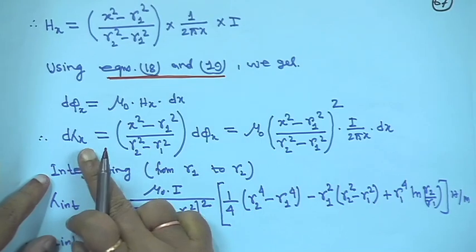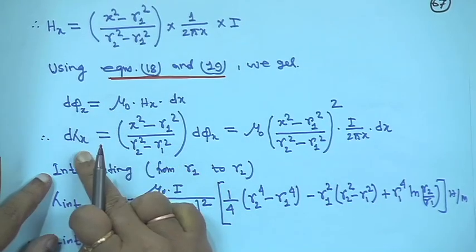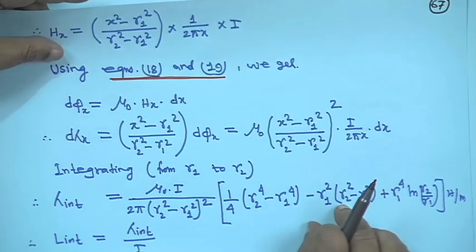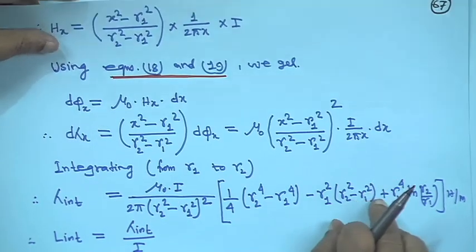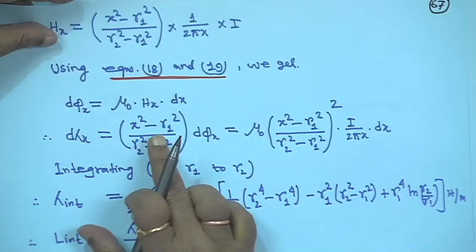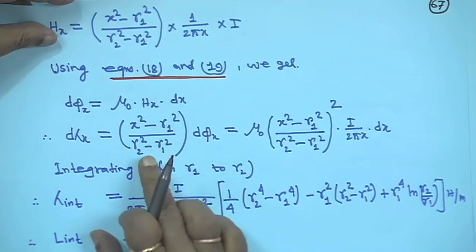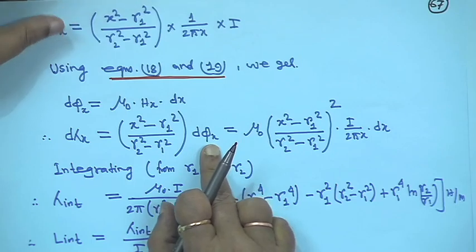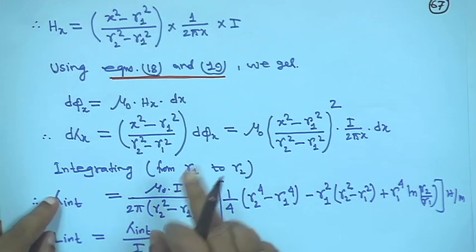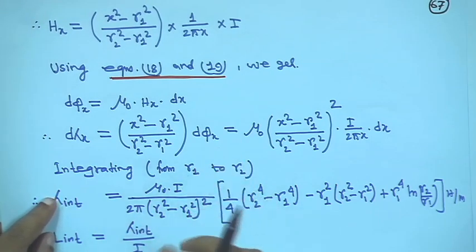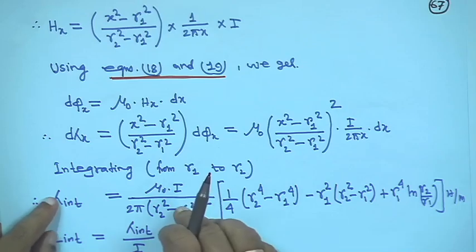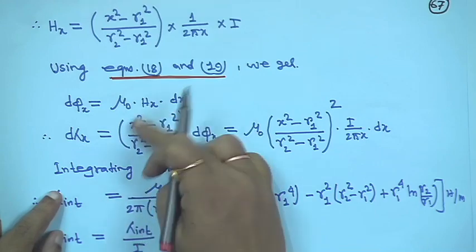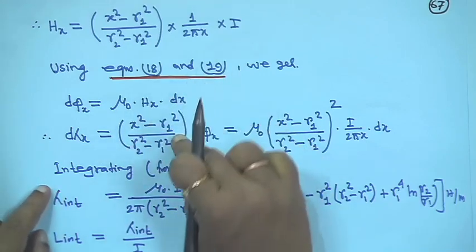Therefore, d lambda x is equal to that fractional turns ratio we have said. So, d lambda x is equal to (x square minus R1 square) divided by (R2 square minus R1 square) into d phi x. So, earlier we have given the term, that fractional turns ratio. So, here also flux linkage, because it is internal, it will be this fractional term.